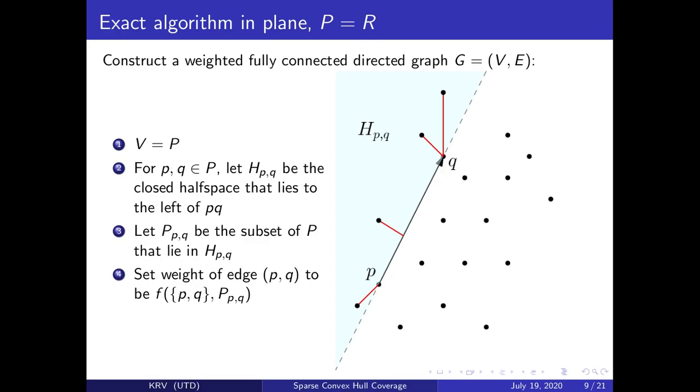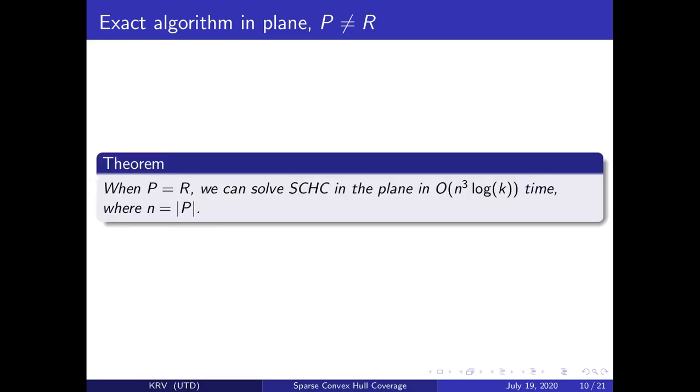So that's the basic construction of the graph, and then, like I said, we compute the minimum cost k-length cycle, and that will correspond to the optimal convex hole for our problem. And here's the theorem statement. This running time, n cubed log k, is coming from the time that it takes to compute the minimum cost k-length cycle in a graph.